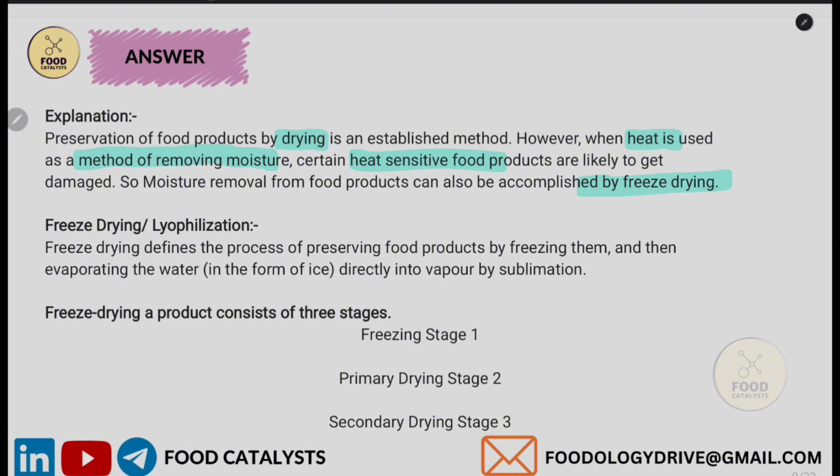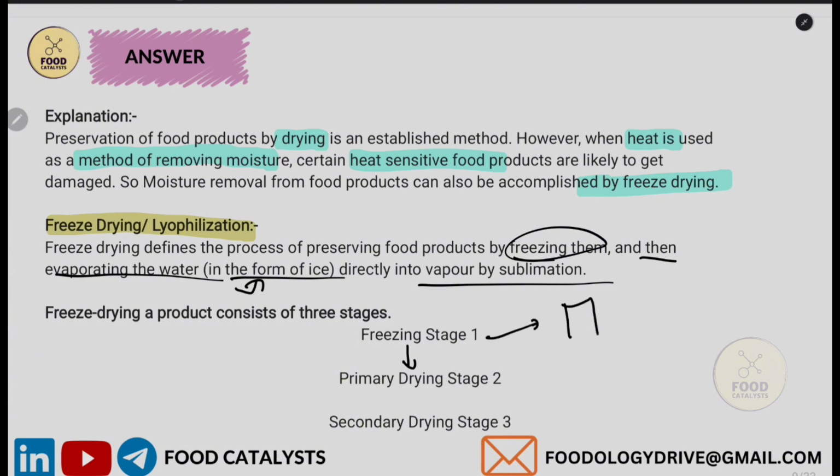Okay, so freeze drying is actually called lyophilization. It's a process of preserving food products by freezing them and then evaporating the water, which is in the form of ice. Actually, after freezing it will be in the form of ice, and it will directly go into vapor by a process called sublimation. So let me explain this, don't worry, it's a simple process only. So freeze drying has 3 steps. First step is obviously freezing, right? So we need to freeze the product. So all the moisture present in the product will freeze. Okay, so this is the first step.